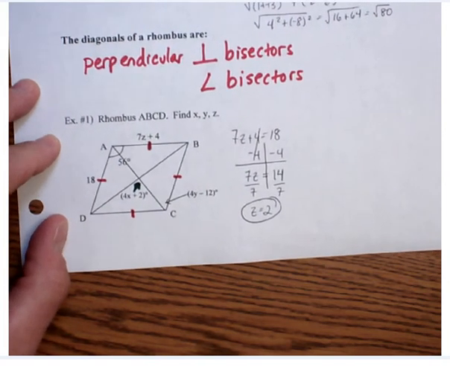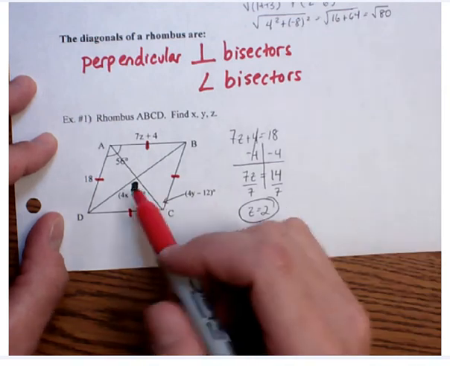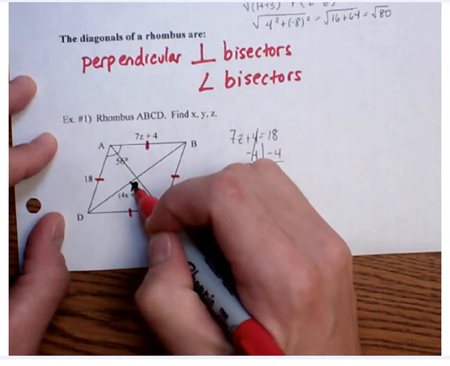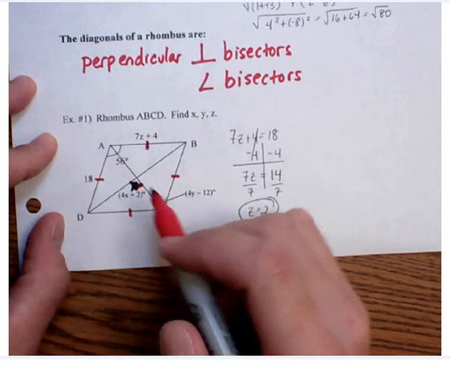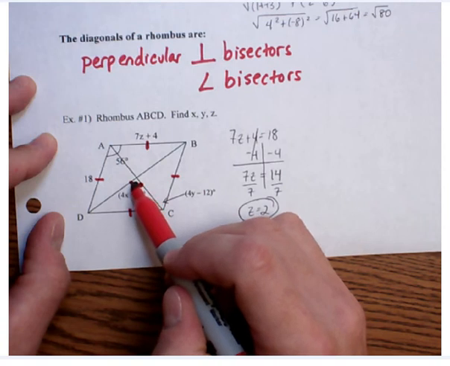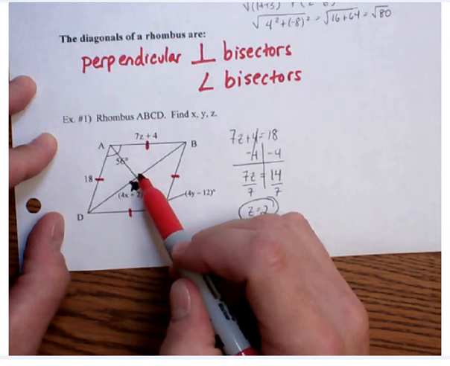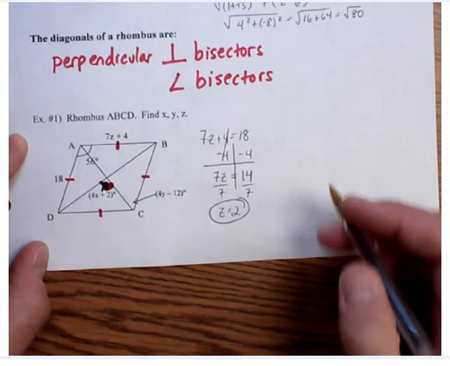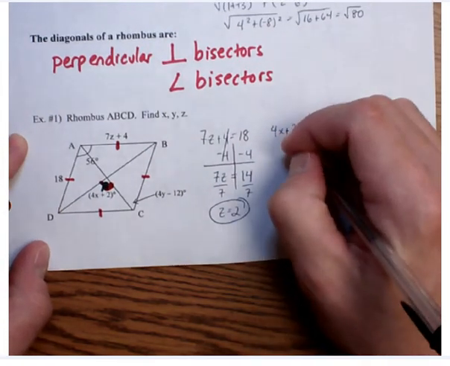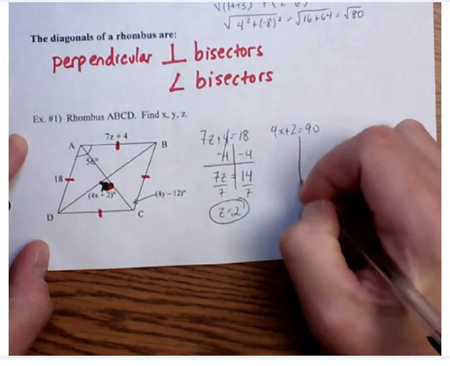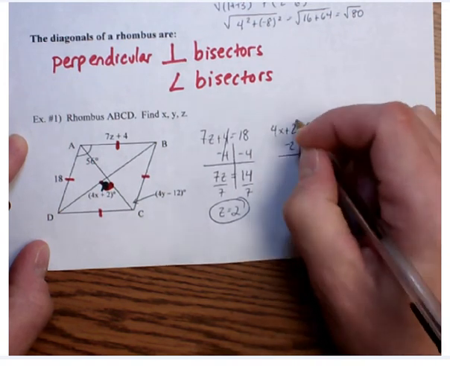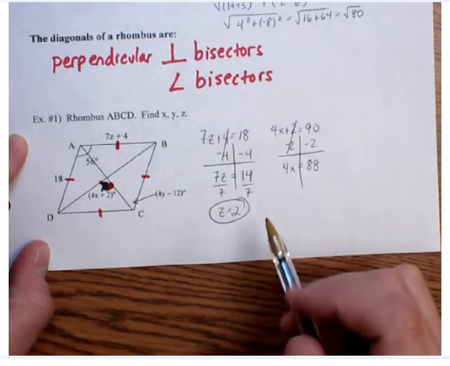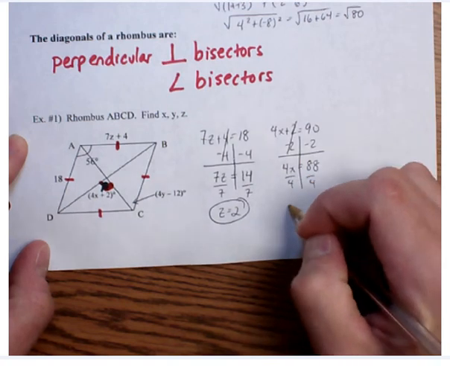Now if you want to find the x, 4x plus 2 degrees. That's an angle measure, and that's going towards this angle here at the center. Well, we know the diagonals are perpendicular. So this has to be 90. So there's our next equation. 4x plus 2 equals 90. In a rhombus, the diagonals are always perpendicular. Always 90 degrees. So we divide by 4, x equals 22.